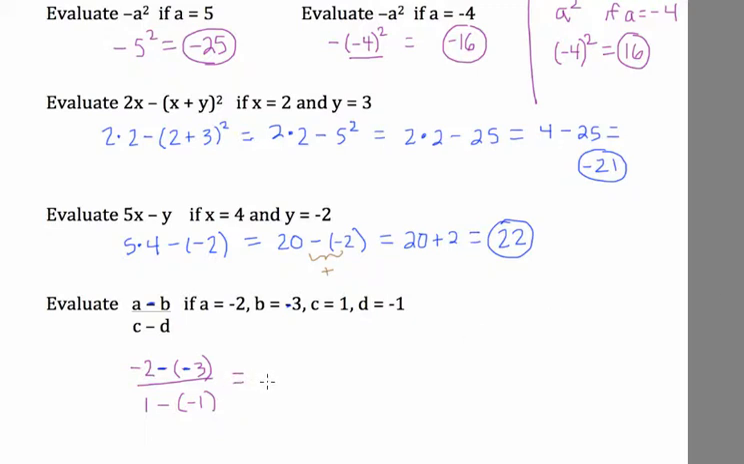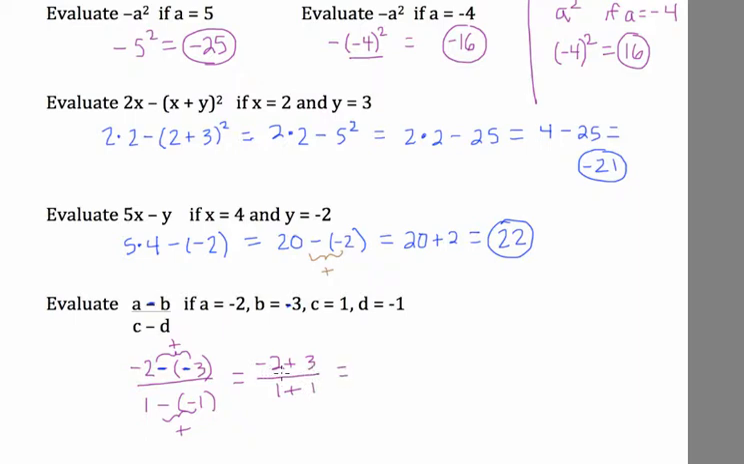Now, when I'm doing my order of operation, I treat a fraction bar like a parenthesis. I'm going to do what's on the top and what's on the bottom and then divide them. So -2 minus -3. Remember that when you subtract a negative, that's the same as adding. So what I really have here is -2 plus 3 on the top and 1 plus 1 on the bottom.